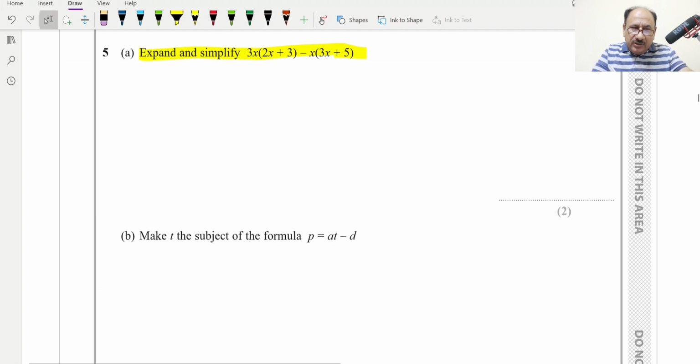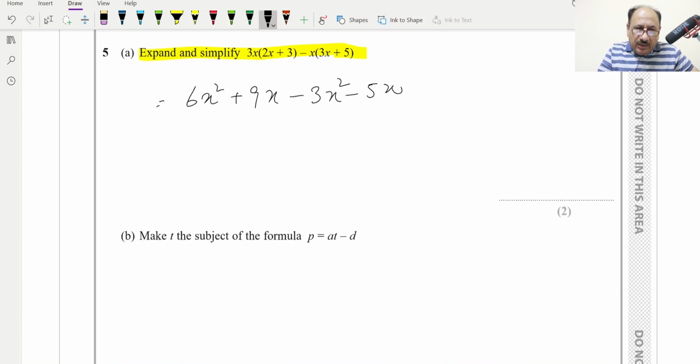The algebraic expression is provided, so we will multiply this. 3x multiplied by 2x will be 6x squared, and 3x multiplied by plus 3 will be plus 9x, and minus x multiplied by 3x will be minus 3x squared, and minus x multiplied by plus 5 will be minus 5x. Now adding like terms, 6x squared and minus 3x squared will be simplified, so we get 3x squared, and 9x minus 5x will be plus 4x. So our final answer will be 3x squared plus 4x.